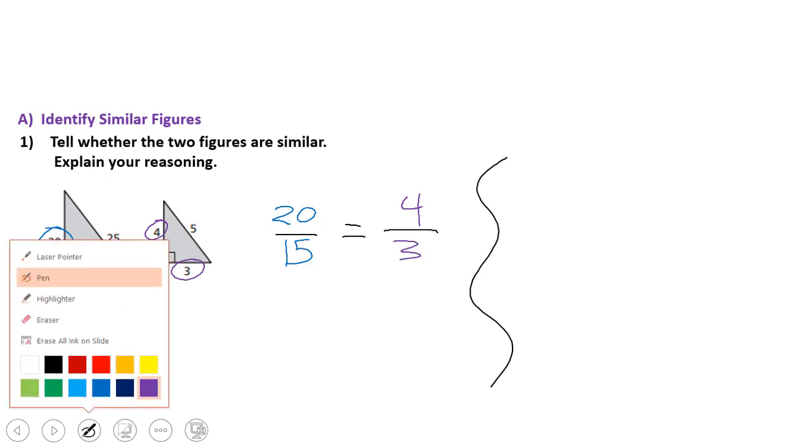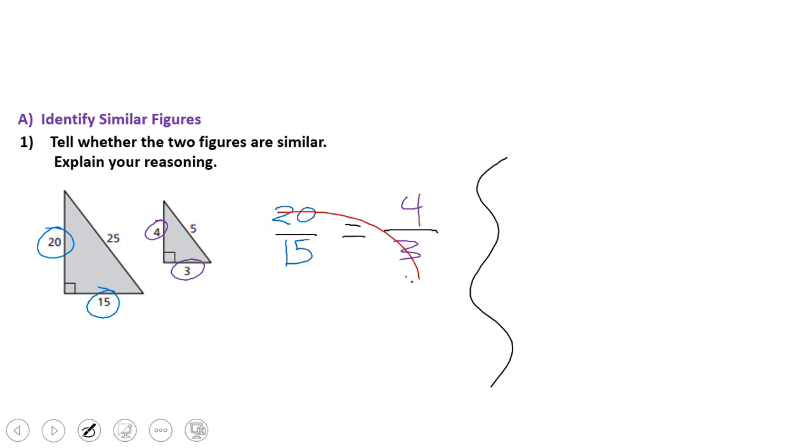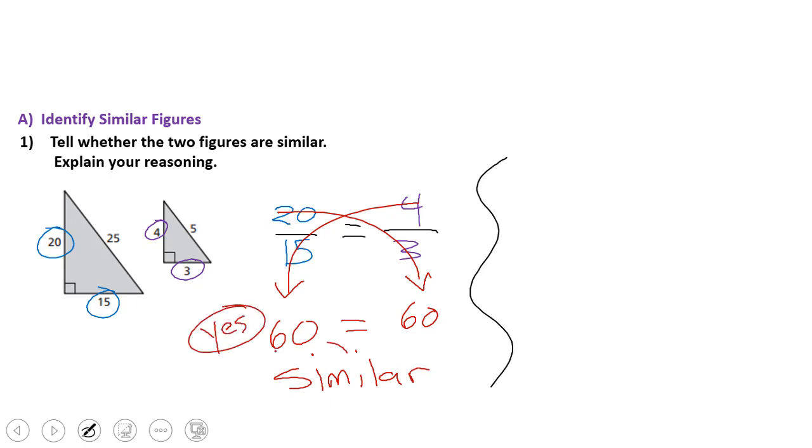Now I can say, hey, 20 times 3, that's 60. Nice. And 4 times 15, that is also 60. So yes, these are similar, because those cross products were equal. The proportion worked. So these two figures are proportional. That means they are similar.